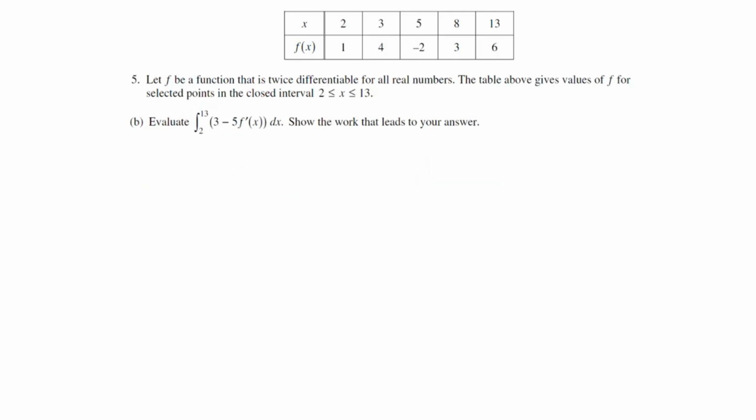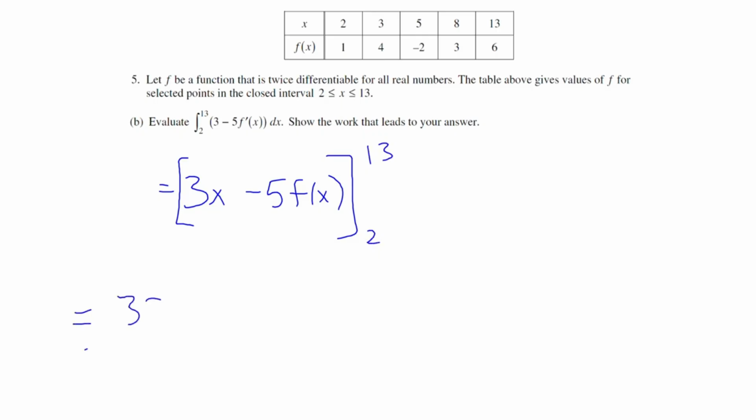In part B, it asks us to evaluate the integral from 2 to 13 of 3 minus 5 times f prime of x. Well, the integral of 3 is just 3x. And the integral of 5f prime of x is 5f of x. So all we want to do is evaluate 3x minus 5f of x from 2 to 13. So, well, 3 times 13 is 39. And then minus 5 times f of 13. F of 13, if we look in the chart, is 6.